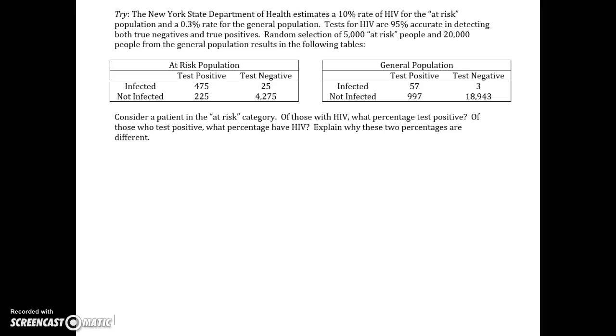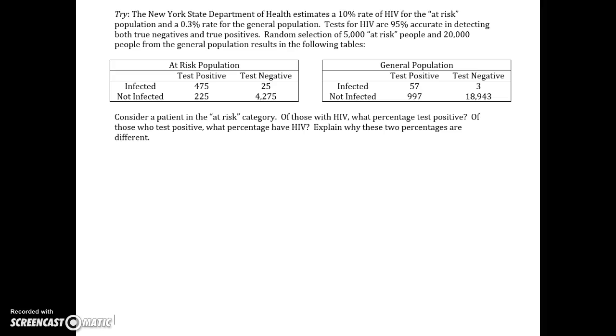The New York State Department of Health estimates a 10% rate of HIV for the at-risk population and a 0.3% rate for the general population. Tests for HIV are 95% accurate in detecting both true negatives and true positives. Random selection of 5,000 at-risk people and 20,000 people from the general population resulted in the following tables. You could have created these tables with the information that's given, like we did with the previous problem, but it's already been given to you.